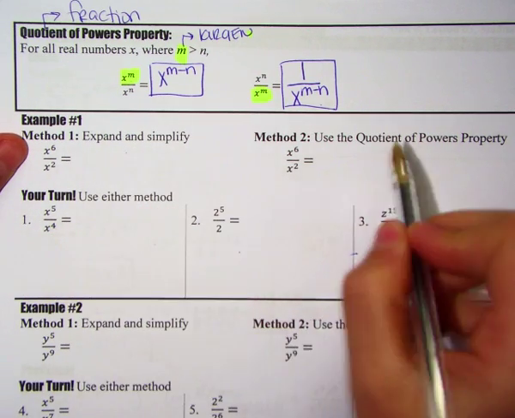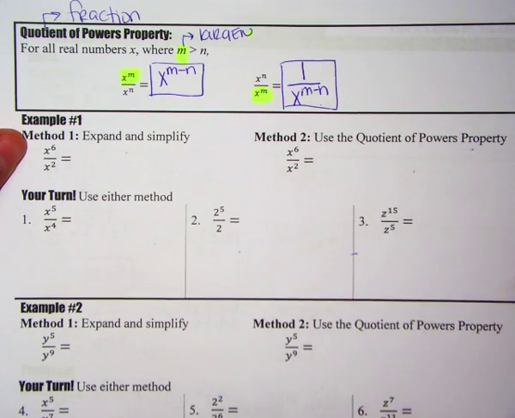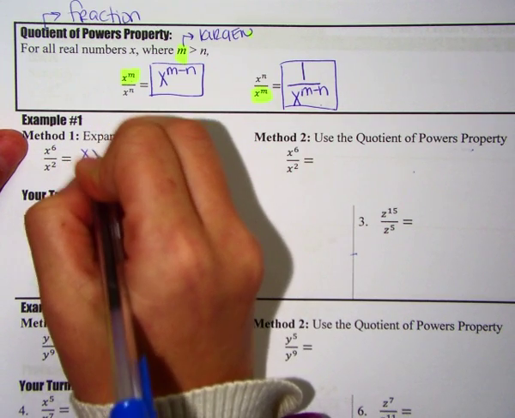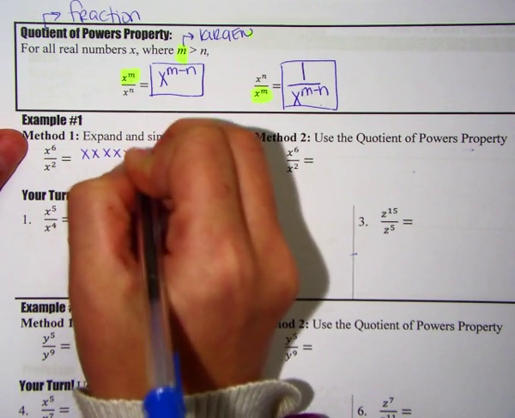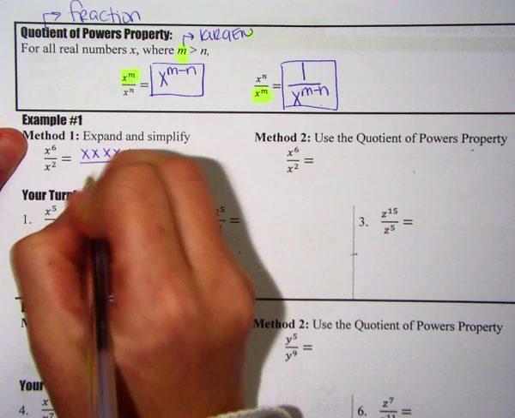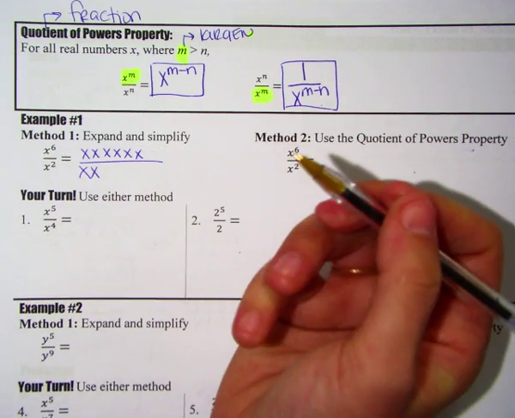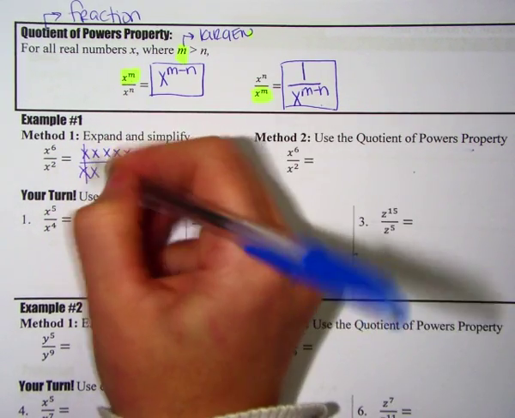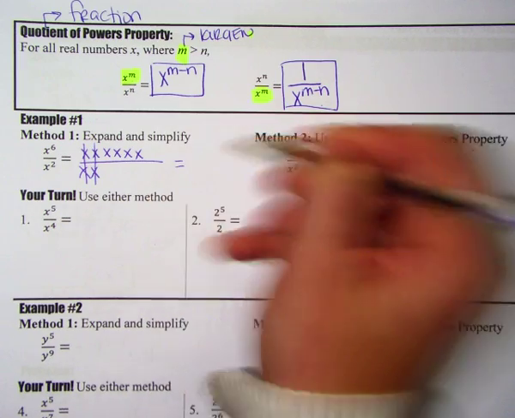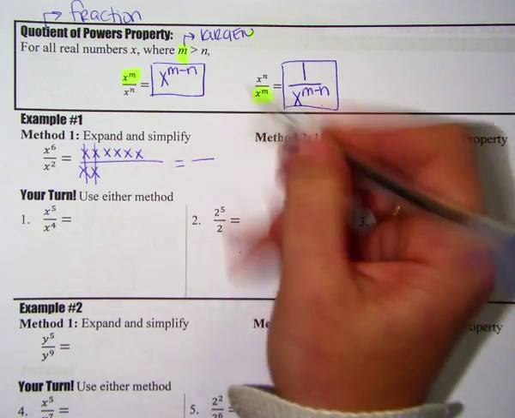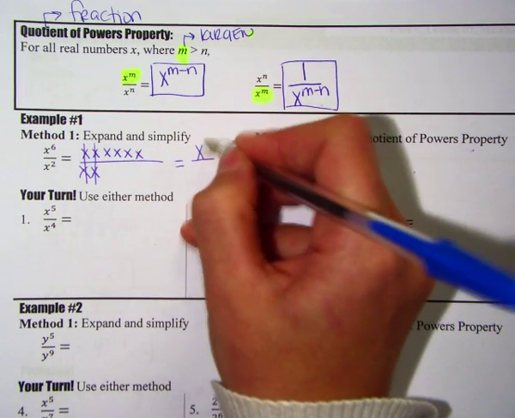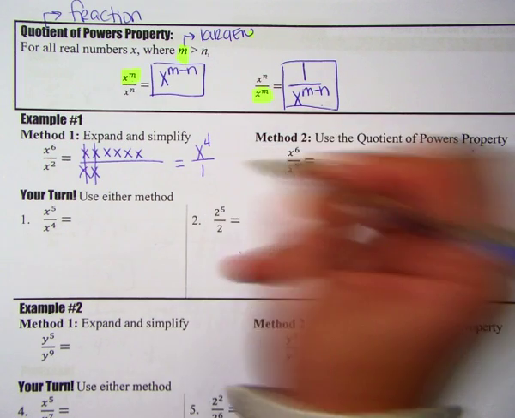I'll expand this, and then I'll use the quotient of powers for this one. X to the 6th, I expand it by writing 6 x's divided by 2 x's, and then I cross off anything divided by itself. So in the numerator, I have x to the 4th power. In the denominator, I have 1.